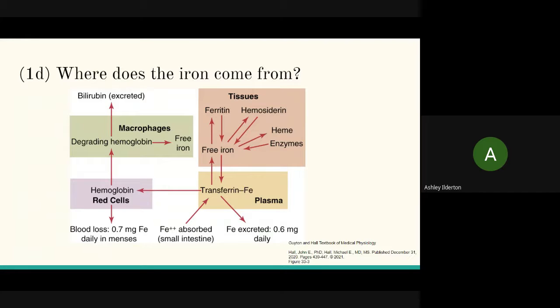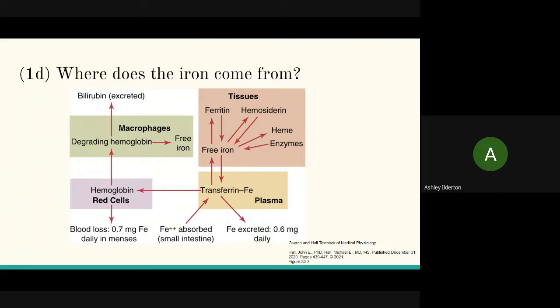We can lose iron through blood loss. We can lose iron through feces excretion. And then also when your red blood cells are damaged or are old and dying, they're not working properly, macrophages actually come in and degrade that red blood cell and degrade hemoglobin to release free iron.